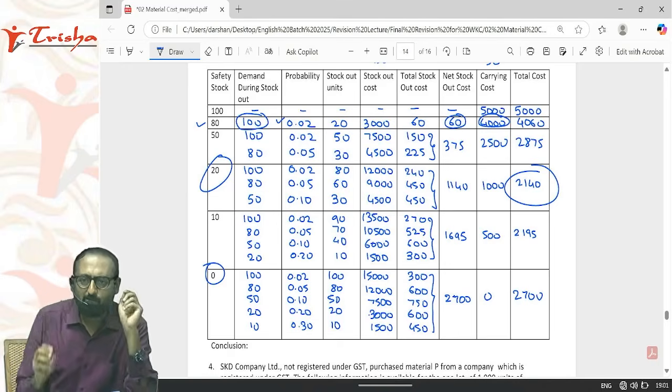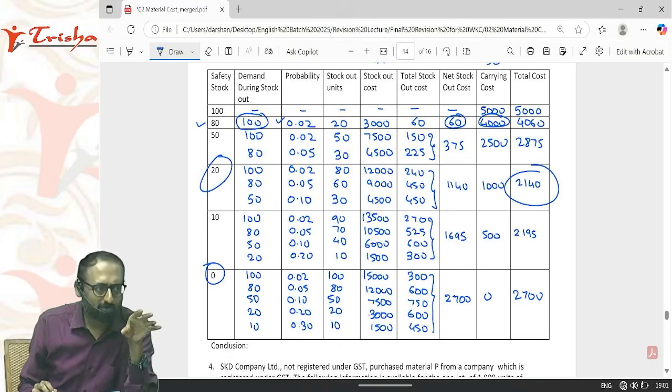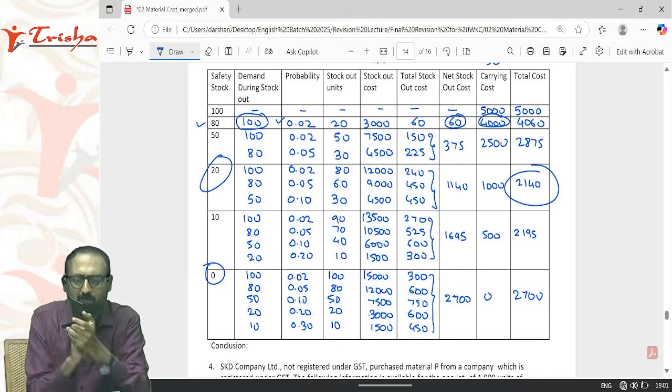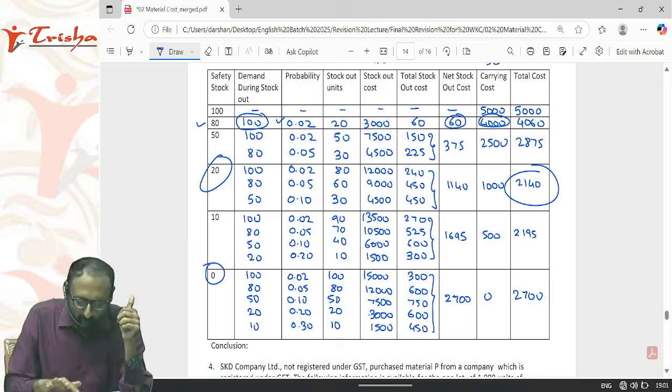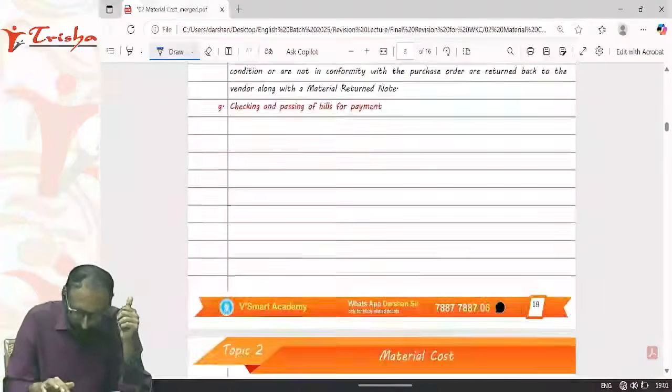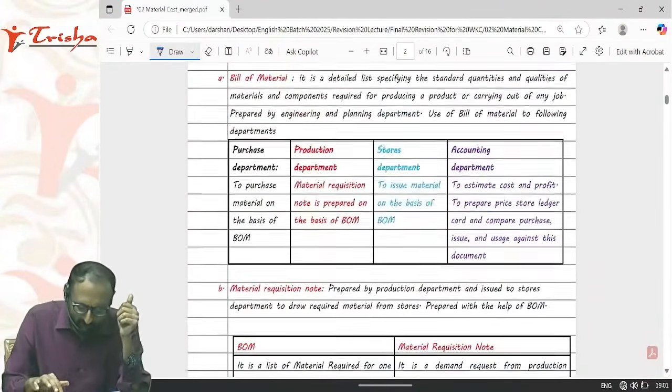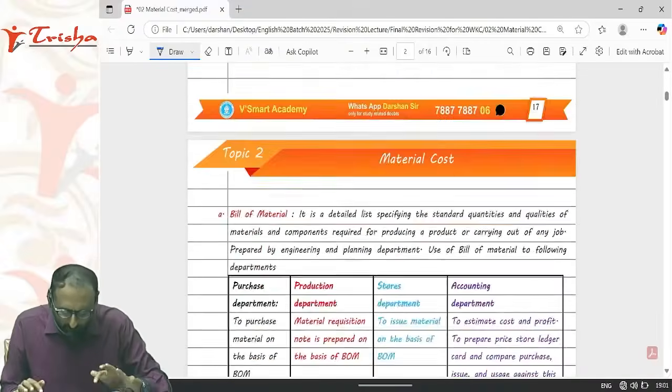Landed cost of material. Most important question. Landed cost of material. Trade discount. What will you do about the trade discount? Tell me, what about trade discount? What will you do for the trade discount?